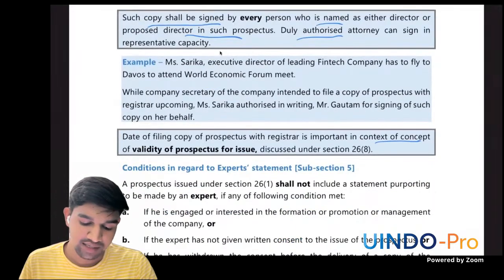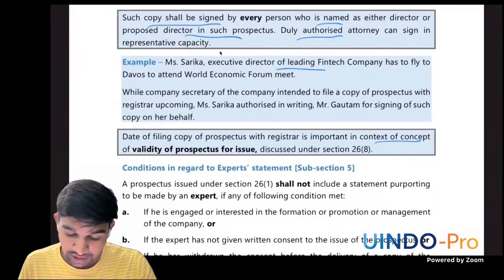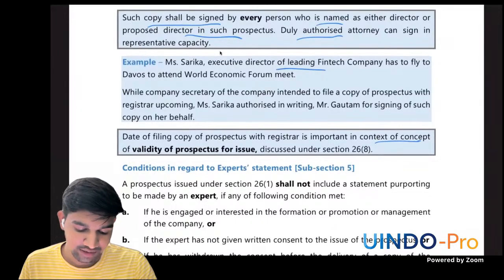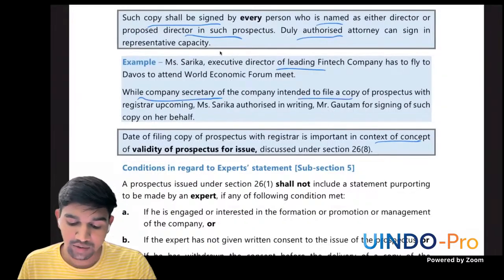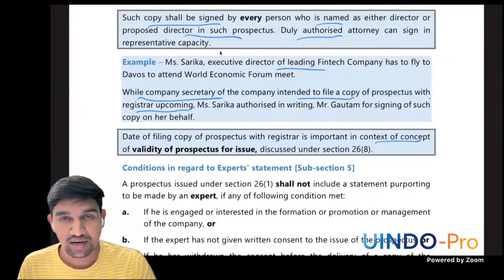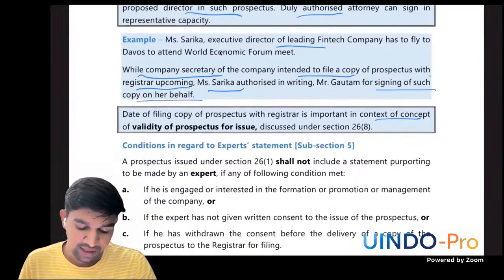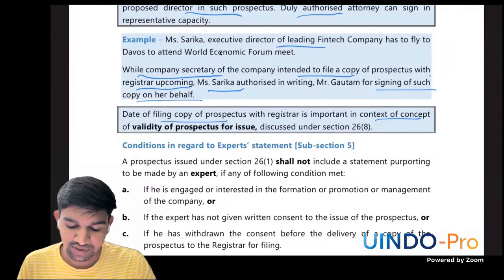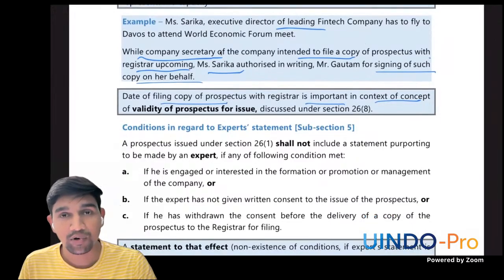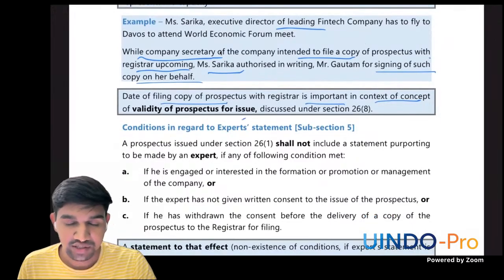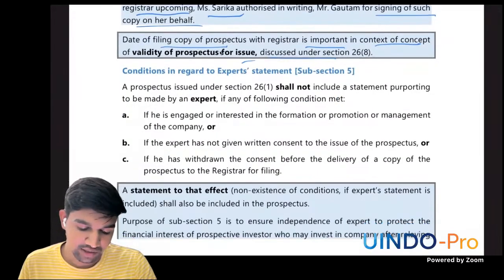For example, Ms. Sanika, Executive Director of a leading fintech company, has to fly to Davos in Switzerland to attend the World Economic Forum meet, while the company secretary intends to file a copy of the prospectus with the registrar. Ms. Sanika authorized in writing Mr. Gautam to sign such copy on her behalf. The date of filing of the copy of the prospectus with the registrar is important in the context of the validity of the prospectus for issue, discussed under Section 26, subsection 8, which we will see later.